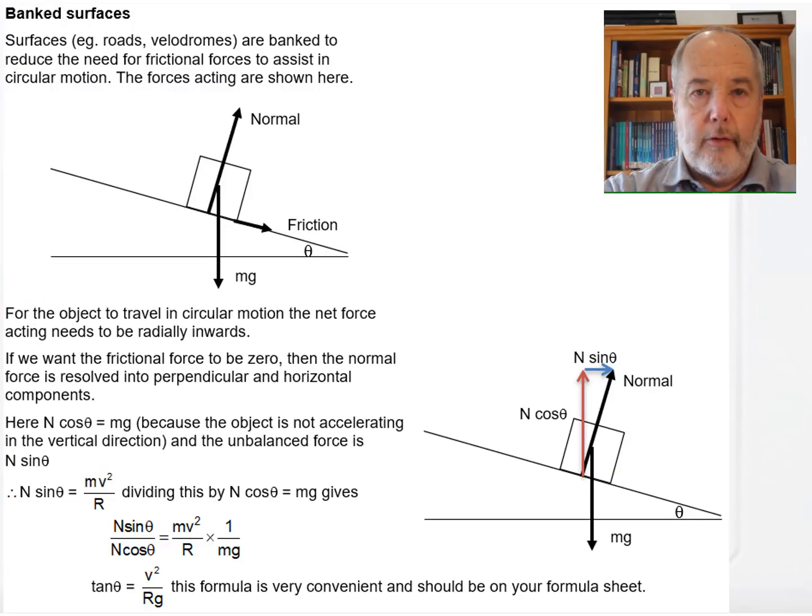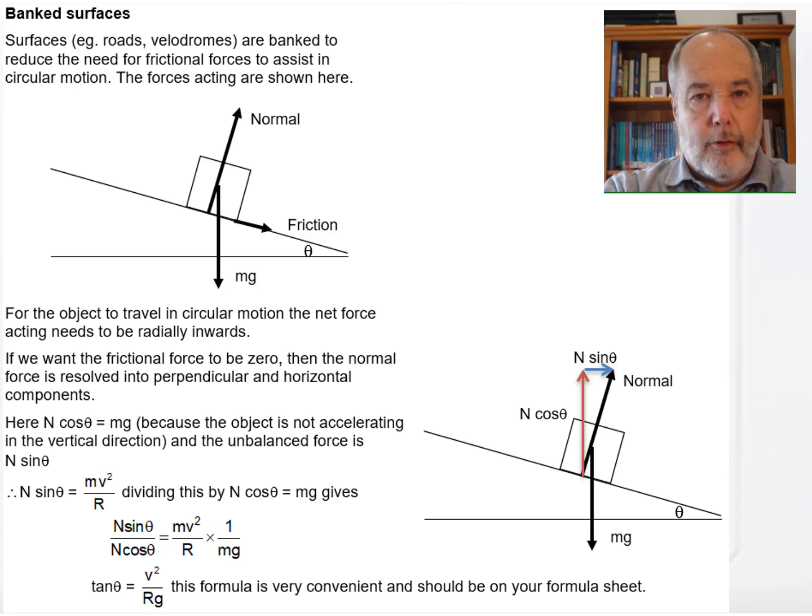Banked curves. You need to be particularly careful looking at these diagrams. They look similar to the diagram for an inclined plane. The problem is, in an inclined plane, the direction of the acceleration is down the slope. In a banked curve, the body is moving in a horizontal circle, so the direction of the net force is radially inwards. Therefore, we resolve the normal reaction into one that is vertical and one that is horizontal.